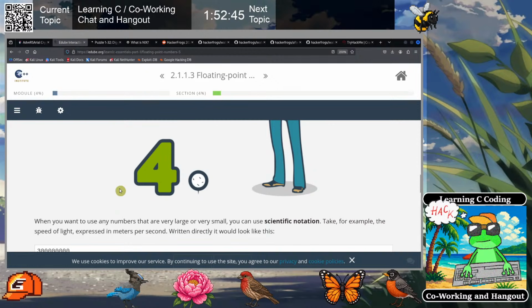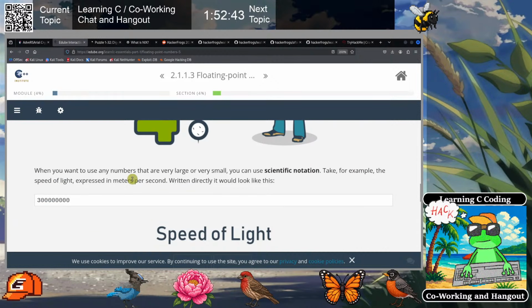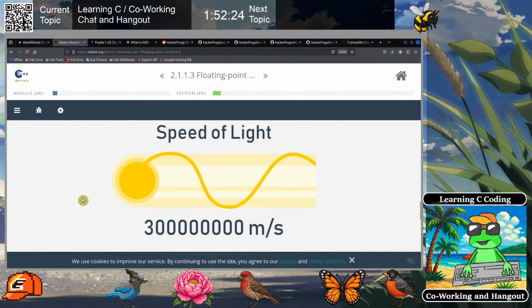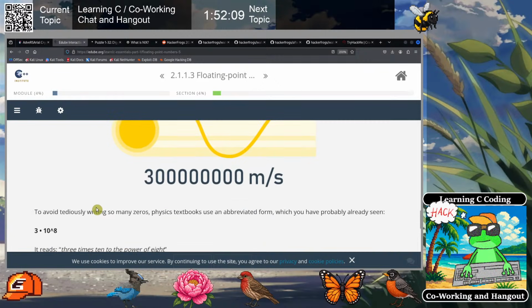Okay, so you might want to use numbers that are very large or very small. You can use scientific notation. Take, for example, the speed of light expressed in meters per second. Written directly, it would look like this. So it's 3 and how many zeros? 1, 2, 3, 4, 5, 6, 7, 8 zeros. Okay, so that's 300 million meters per second. It sounds like a very fast speed.